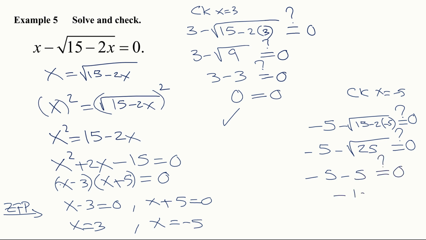But I notice here I get negative 10, and on this side I get 0. And so that we know is not true. So we've reached a contradiction. That means what? That means that is not a solution. So the only solution that ended up working was the 3. So when we write the solution set, we're only going to put the 3 inside our solution set. All right, so make sure that you're comfortable with that, and we'll proceed.